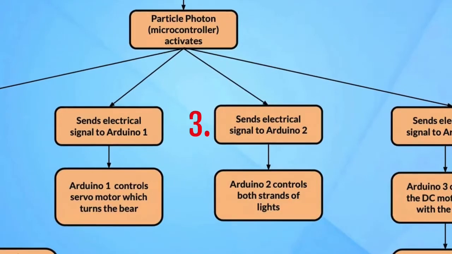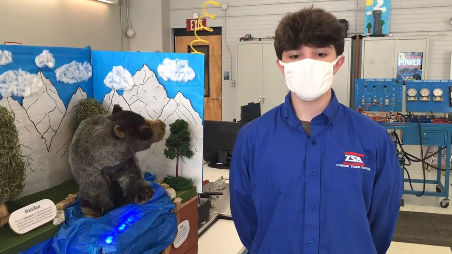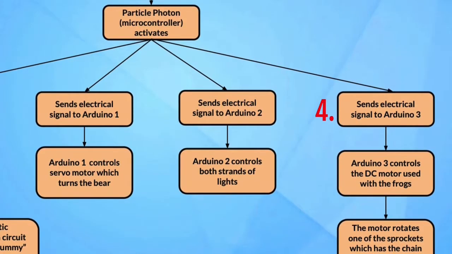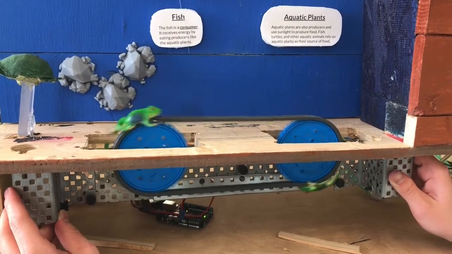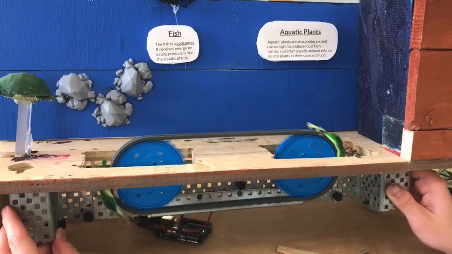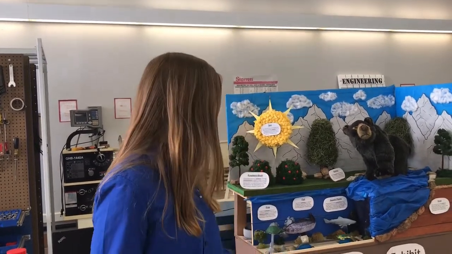The third thing the Photon does is send another electrical signal to a second Arduino microcontroller. When this microcontroller receives the signal, it controls both strands of lights, which move in a wave-like pattern. Lastly, the Photon sends another electrical signal to a third Arduino microcontroller. After this microcontroller receives the signal, it controls this DC motor. The motor controls two sprockets that have a chain attached and cause the frogs to move across the underwater portion of our project. This is our fourth movement.